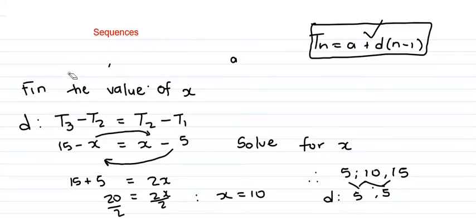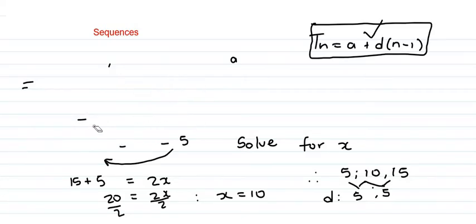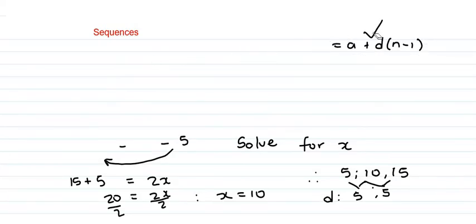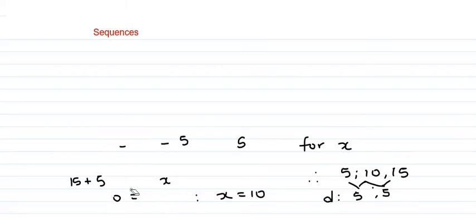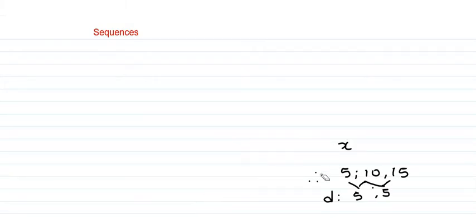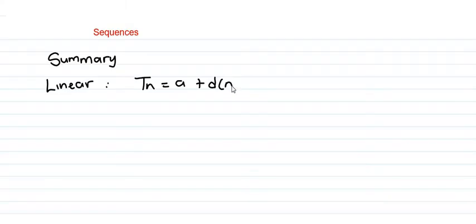Summary. When you work with linear number patterns, the general formula of linear number patterns will always be given by Tn equals A plus D into N minus 1. Tn is the value at position n, A is the first term, D is the common difference.